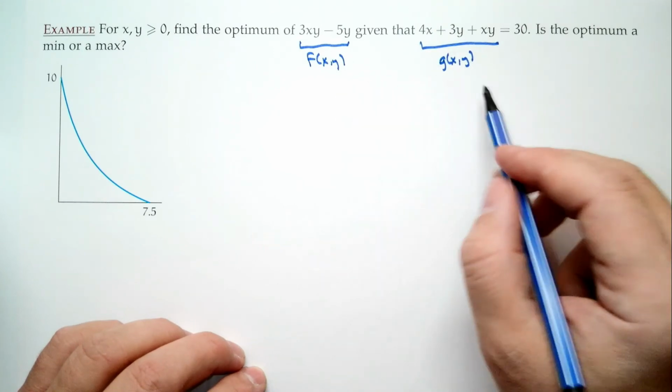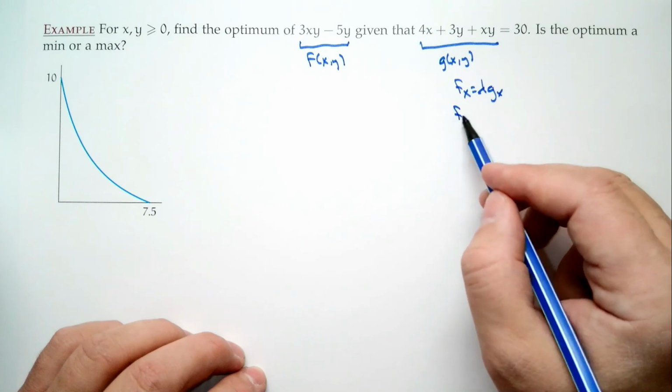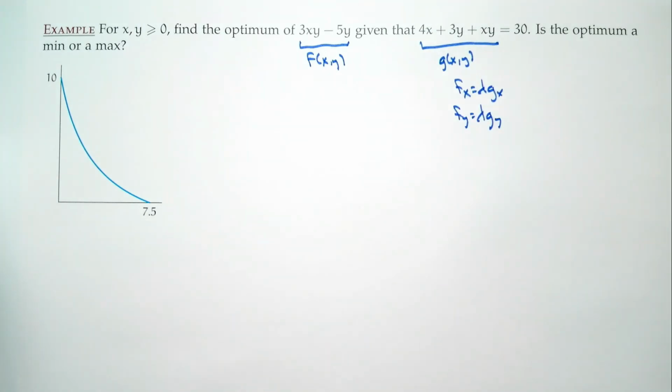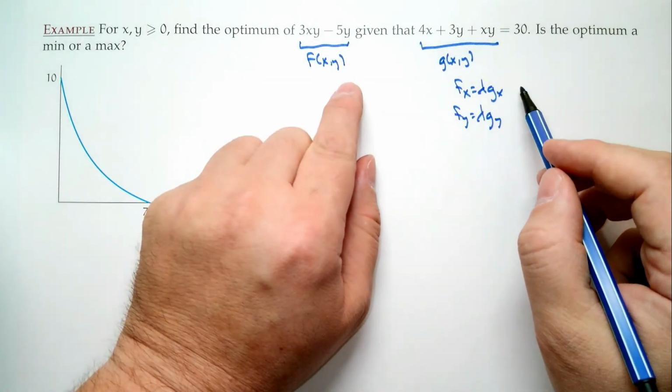Now we go through our process. F sub x equals lambda g sub x. F sub y equals lambda g sub y. By the way, our process works if we have functions of 3 variables as well. It's the exact same process. If there was a third variable, we'd say f sub z equals lambda g sub z. It's just a system of equations. Always remember, solving for lambda will make things pretty easy.